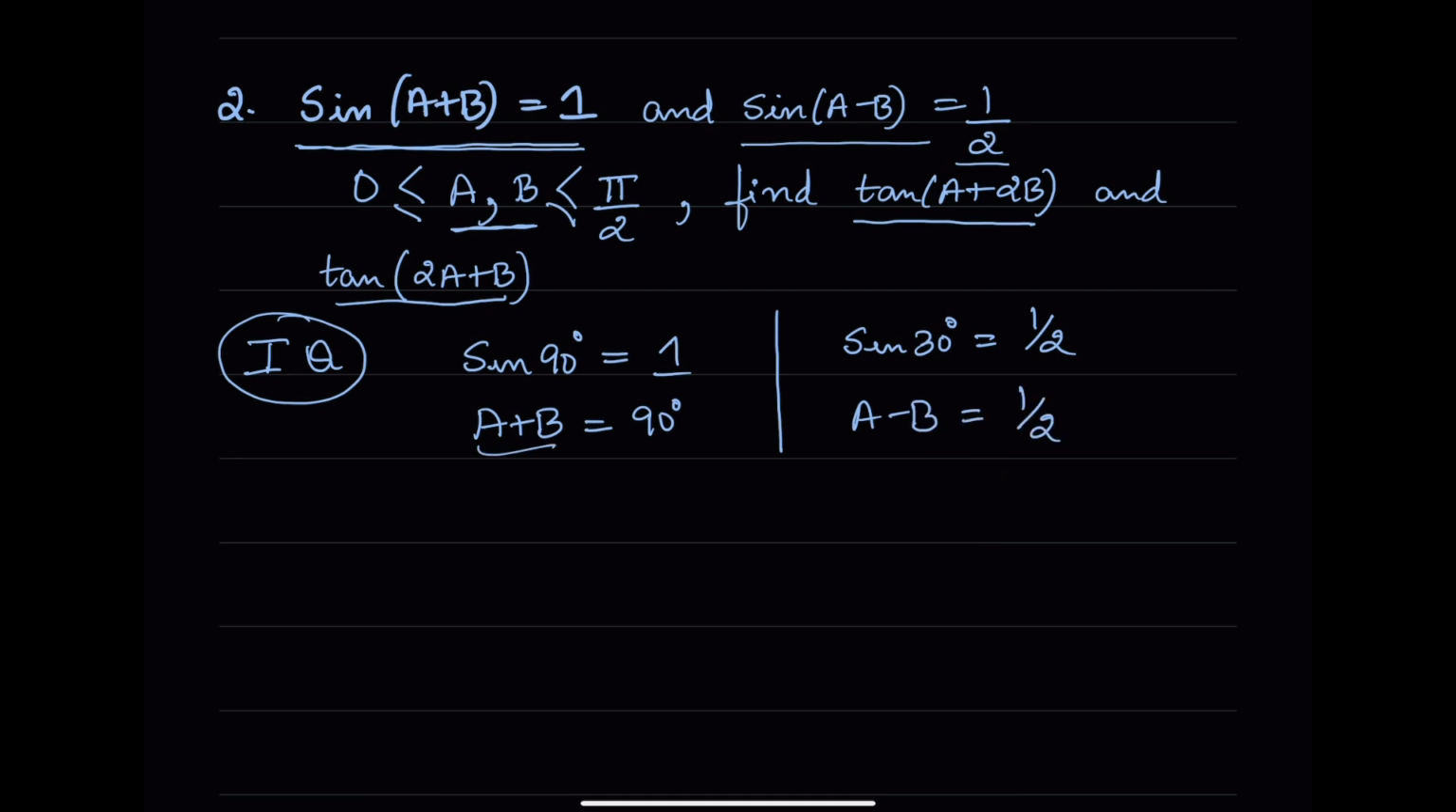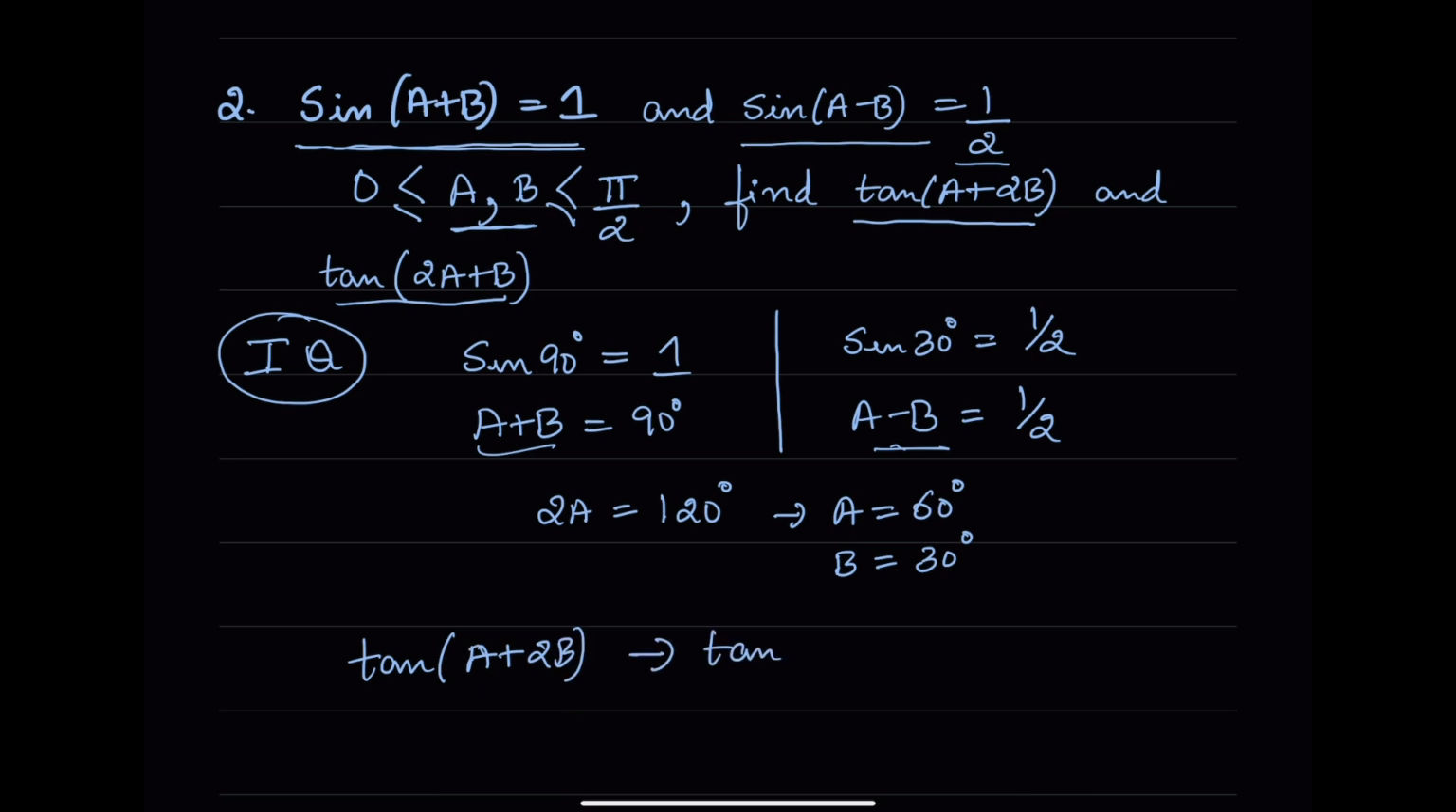Now using these two pieces of information, if we try to find out the value of A and B, let's add these two, we would get 2A is equal to 120 degrees, which gives us A is equal to 60. If A is 60, then B would be equal to 30 degrees. Now we know the value of A and B. Now we simply have to apply it in tan of A plus 2B. That's the first question we have.